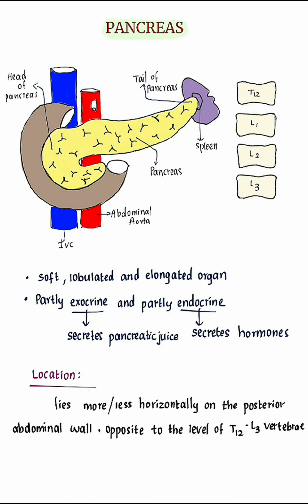Pancreas. It is a soft, lobulated, and elongated organ. It is partly exocrine and partly endocrine. The exocrine part secretes pancreatic juice. The endocrine part secretes hormones, for example insulin.